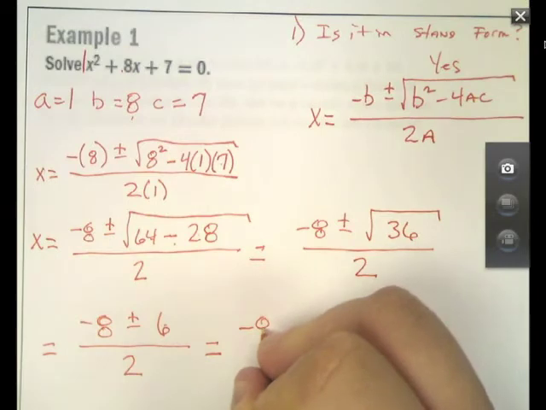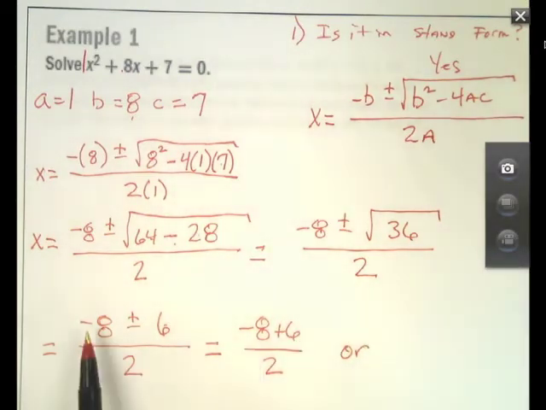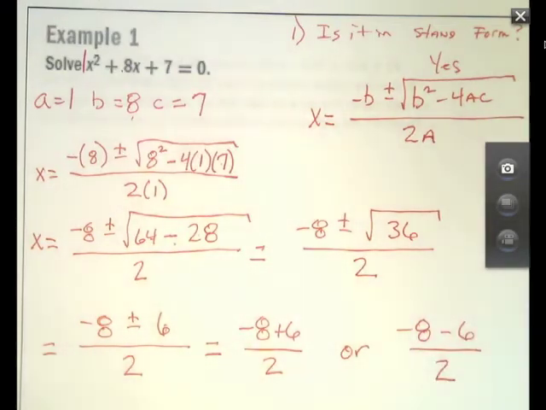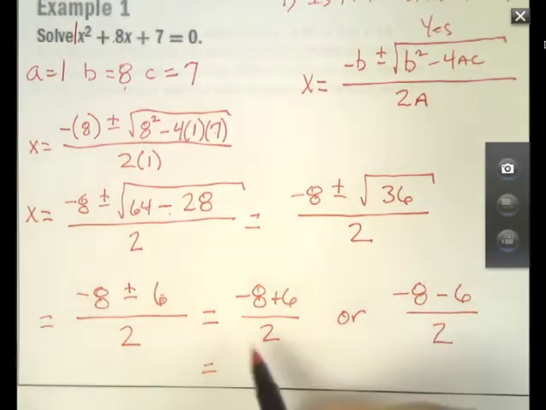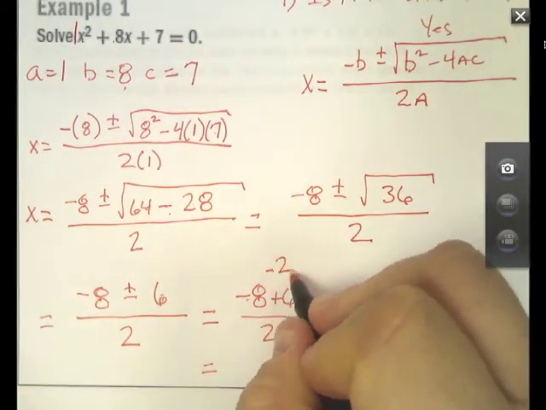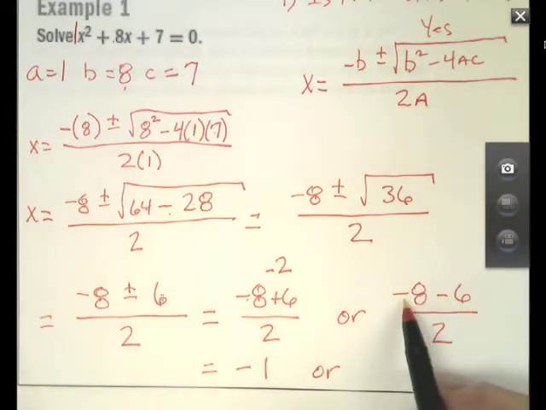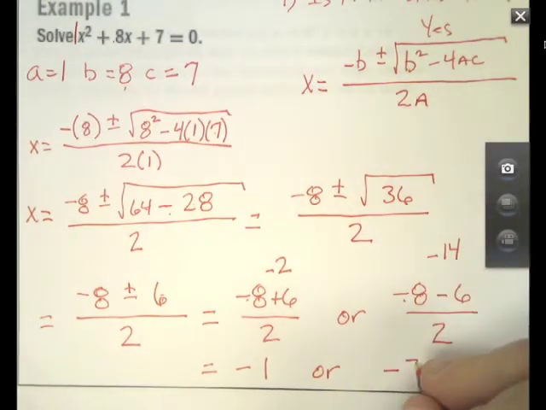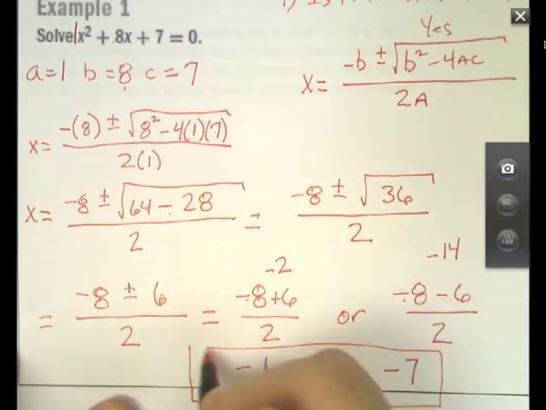My first solution is negative 8 plus 6 divided by 2, or my second answer is negative 8 minus 6 divided by 2. Which is going to equal: negative 8 plus 6 is negative 2, divided by 2 is negative 1. Or negative 8 minus 6 is negative 14, divided by 2 is negative 7.